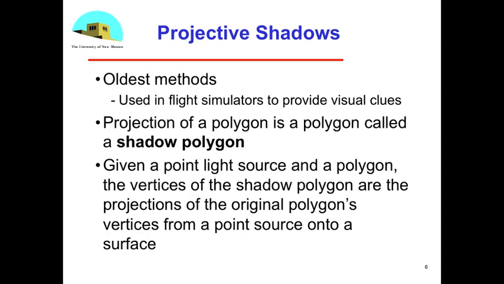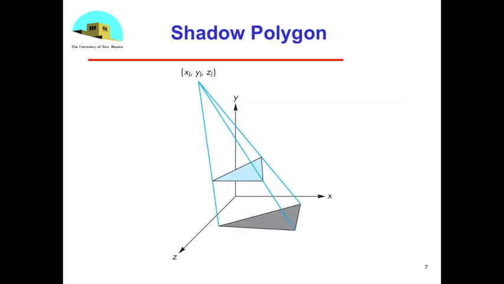So the idea was this, that if you have a polygon and you have an ideal point source of light, then the shadow of that polygon, and there will be a shadow somewhere. We may not be able to see that shadow depending on where we are, but there will be a shadow cast by that polygon from that light source, and that will itself be a polygon. So let's look at this in the next figure.